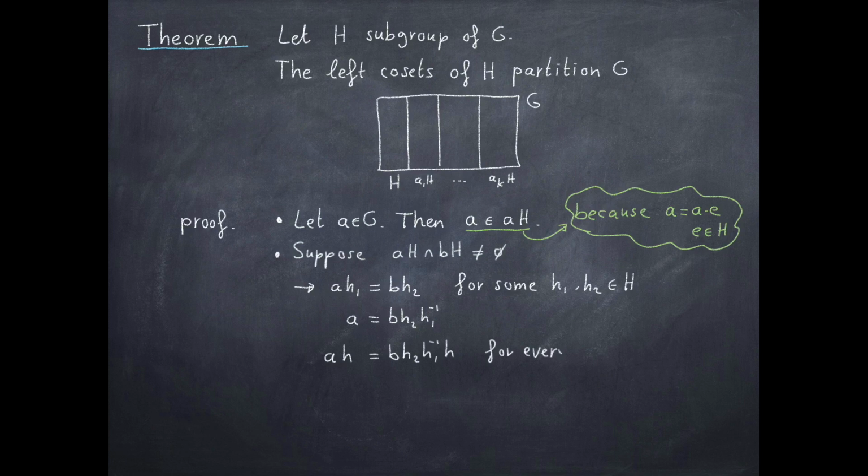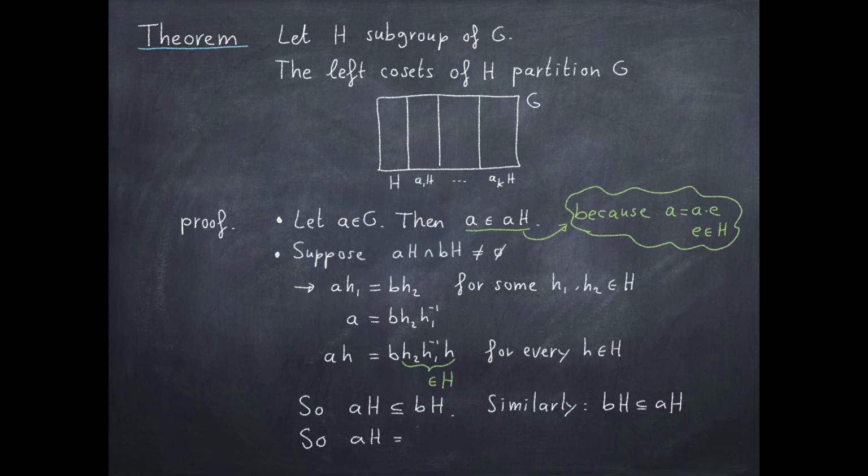Multiplying on both sides by an arbitrary element H from the subgroup H, we see that any element A times H can be written as B times some other element from the group H. In other words, the left coset AH is contained in the left coset BH. By exactly the same argumentation, we also obtain that BH is a subset of AH. So we conclude that AH and BH are actually the same left coset.